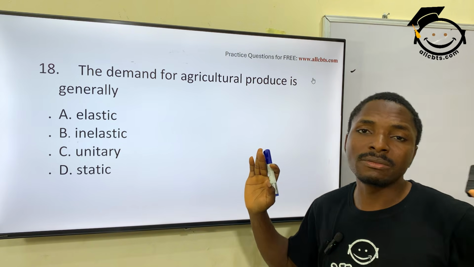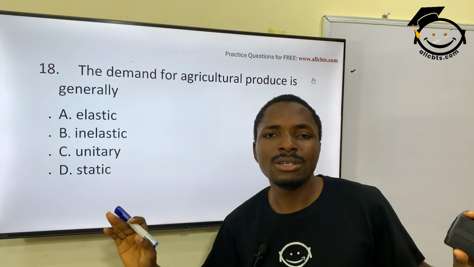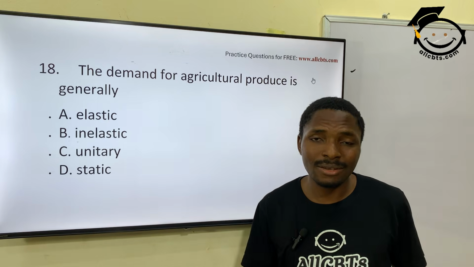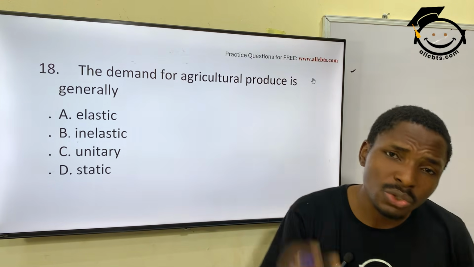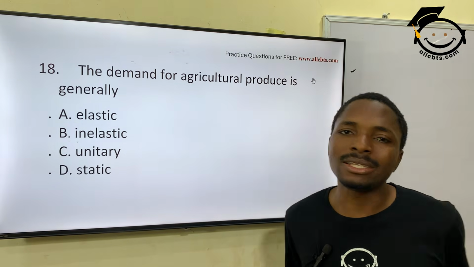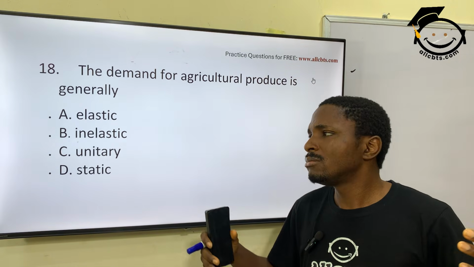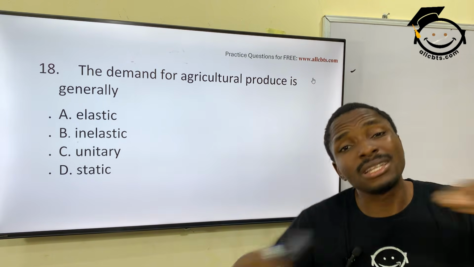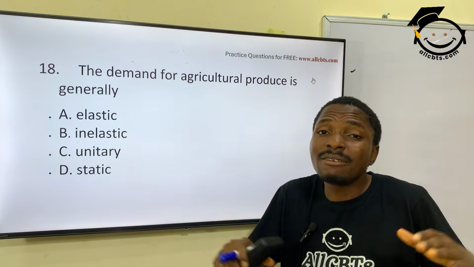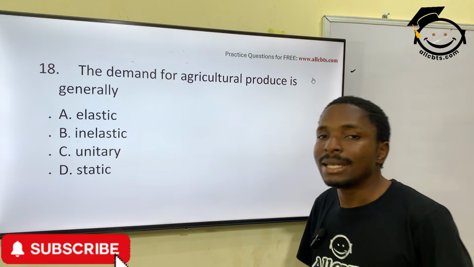All right, the demand for agricultural produce is essentially what? In the business world now, in accounting, the demand for agricultural produce is generally what? Elastic, inelastic, unitary, static. The answer is inelastic. In other words, either the food is costly or is cheap, the only thing you do is complain, you will buy it. Food produce is often inelastic. It's not affected by price because people must eat. Even if they have to sell what they have, they must eat. So the answer to that is inelastic.